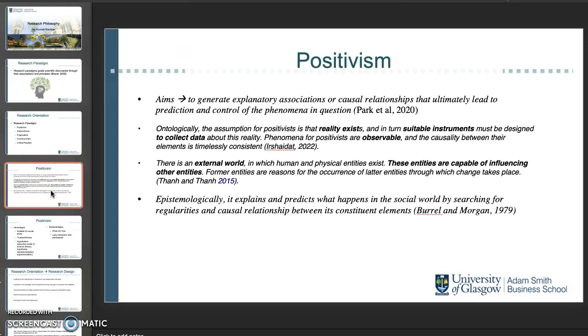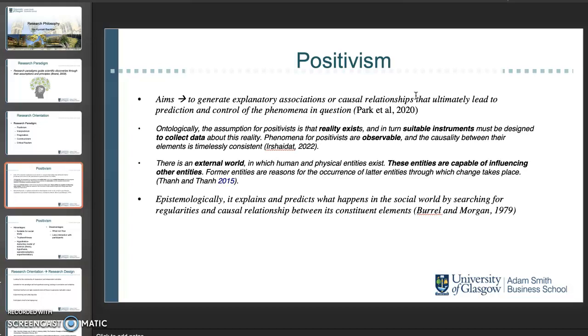Why? Because as I went through the literature, positivism aims to generate explanatory associations or causal relationships that ultimately lead to prediction and control of the phenomena in question, right? It's so easy. While I'm reading this, you can picture it on your own that this is so certain. This is based on Park et al. 2020.